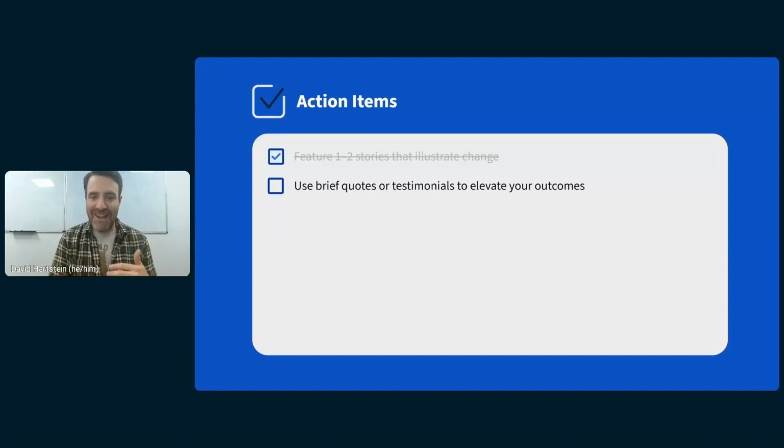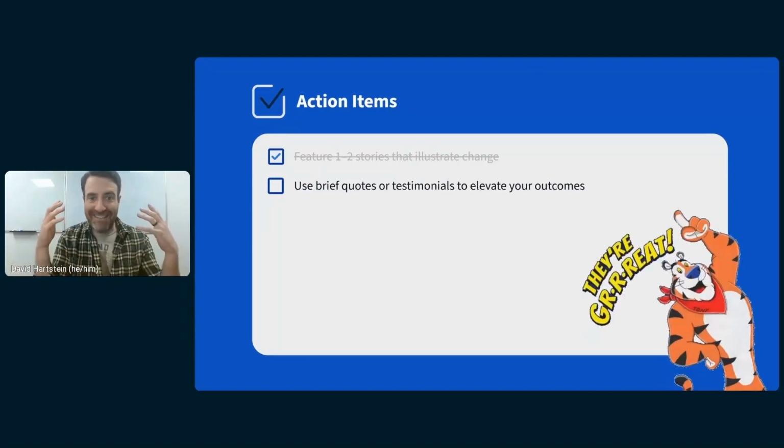Like we want to avoid overly generic or vague quotes. It shouldn't sound like the kind of quote that could be referring to any organization. Something like "they're great" belongs on a box of Frosted Flakes, not your nonprofit's impact page.